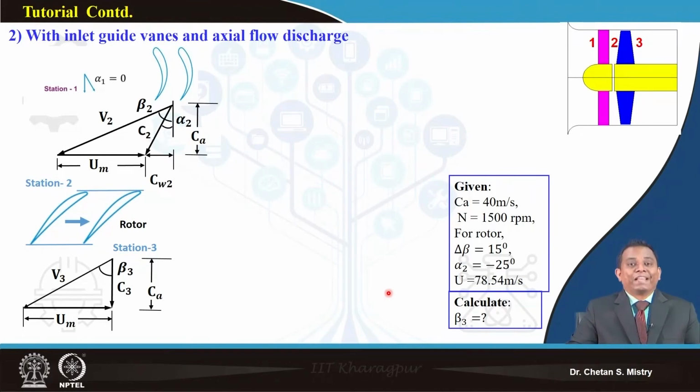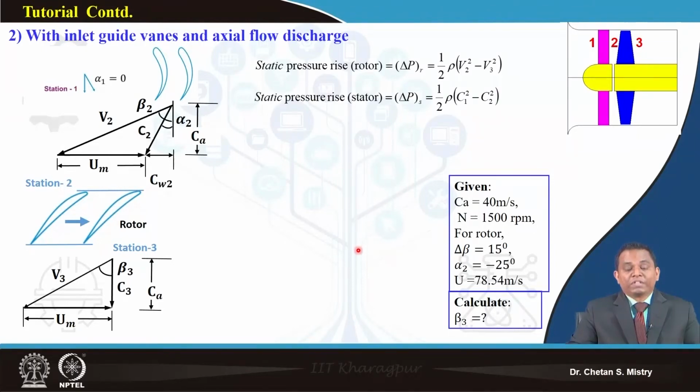Now we have our second case, in which we have an inlet guide vane, in which my flow is entering the rotor at some angle alpha 2, which is given as minus 25 degree. Here we want to calculate our static pressure rise in the rotor and in the stator, or inlet guide vane. For the rotor it is given by half rho V2 square minus V3 square, and for the stator it is half rho C1 square minus C2 square.